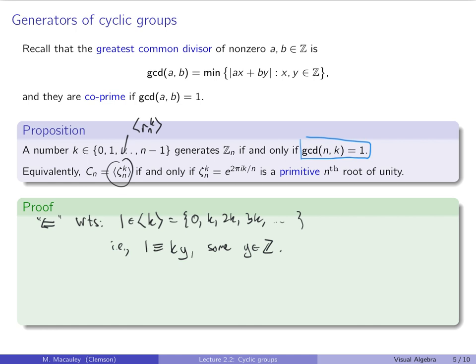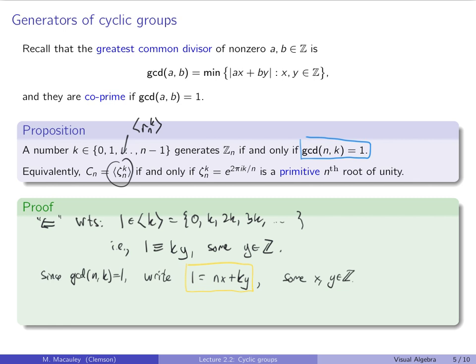So what can we assume? We can assume that the GCD is 1. So since the GCD of n and k is equal to 1, we can write 1 equals nx plus, let's say, ky for some x and y that are integers. So we can write this, and now do you see what to do?